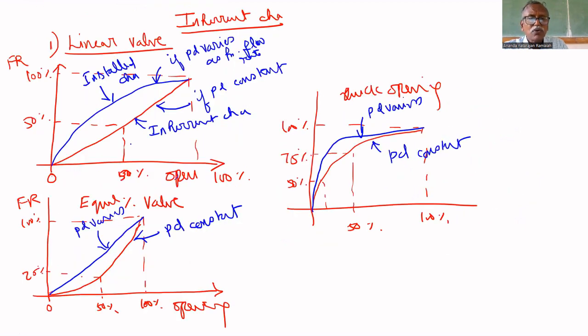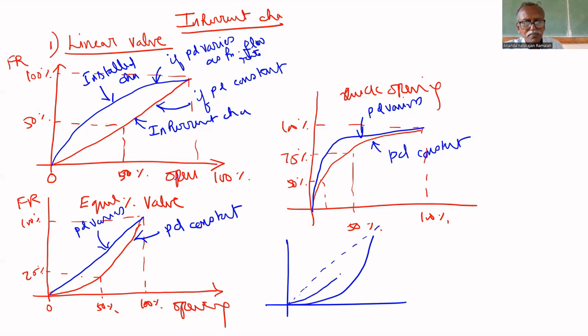The next experiment is... here, one point I want to mention is that we are saying it is perfectly linear for inherent; for installed, it gives quick opening. Similarly, you can expect that. But in the case of equal percentage, for inherent characteristics you will get like this. For installed characteristics, you expect it will be linear like that, but it may be like this. It means it moves towards linear.